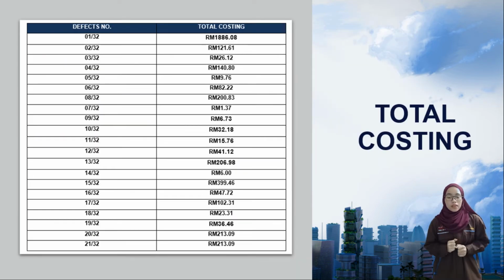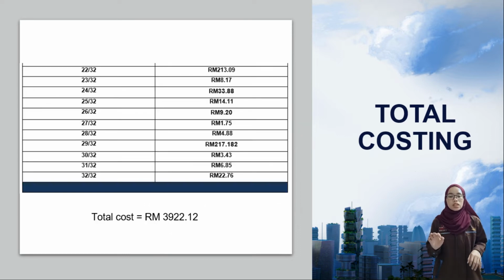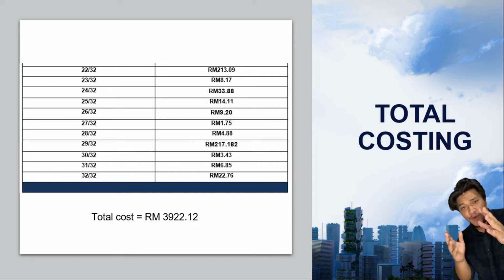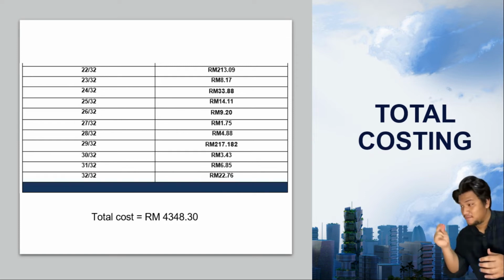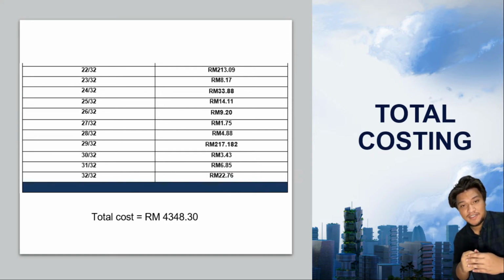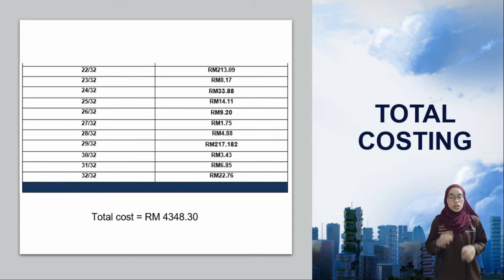So that's it. After we calculated all 32 defects, we found out that the amount the owner has to pay to rectify this house is RM3,922.12. I'm sorry to interrupt. We miscalculated the total cost. So, the total cost is actually RM4,348.30. So Hanani, you can continue now. Not including 7% of professional fees.